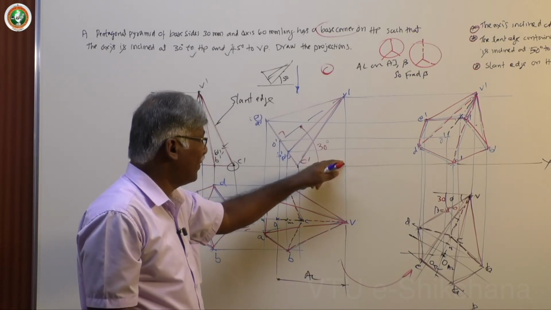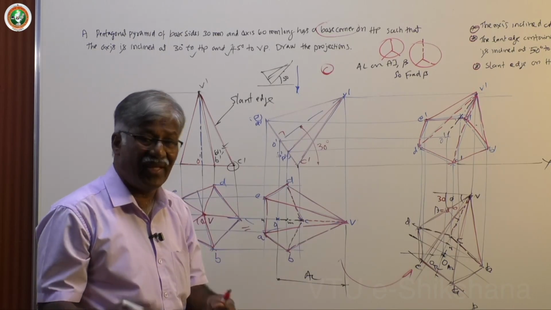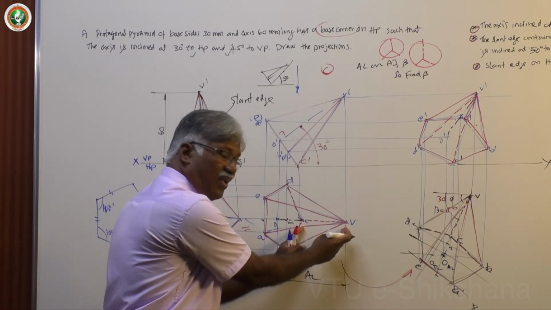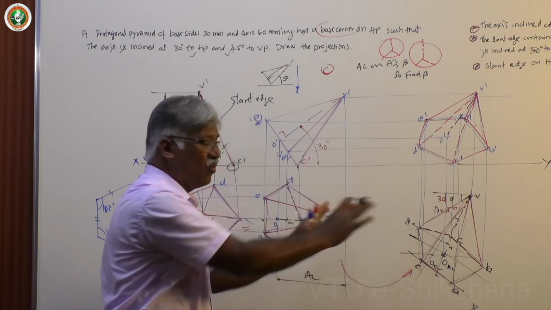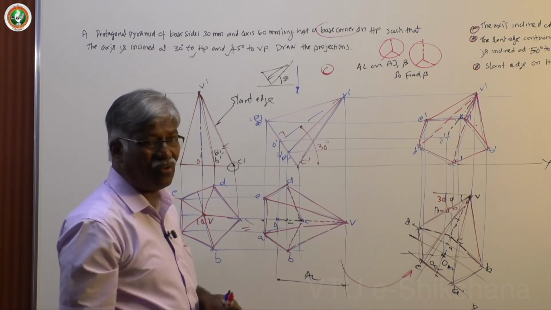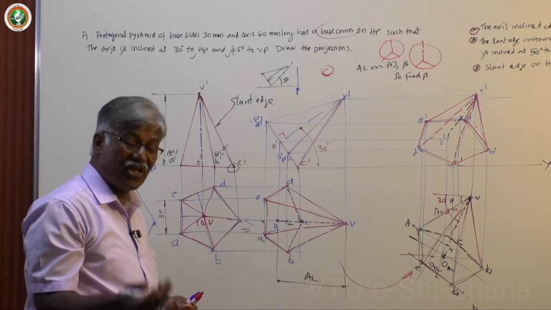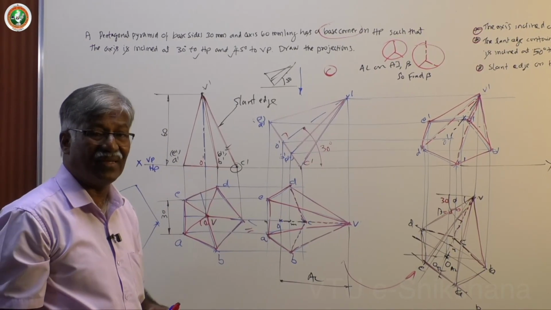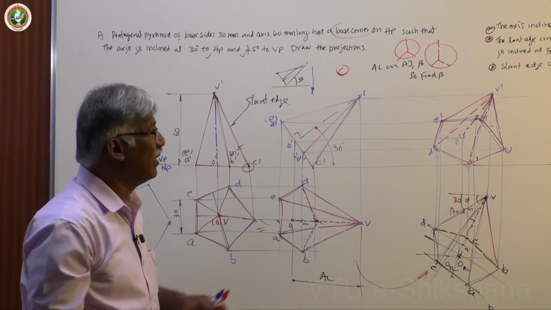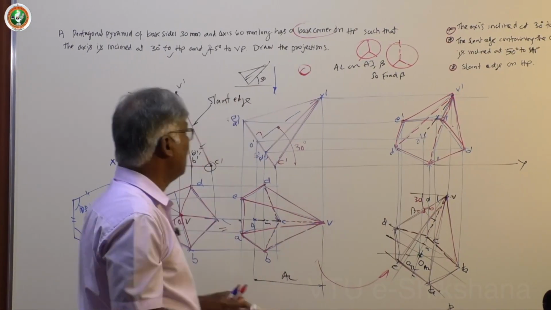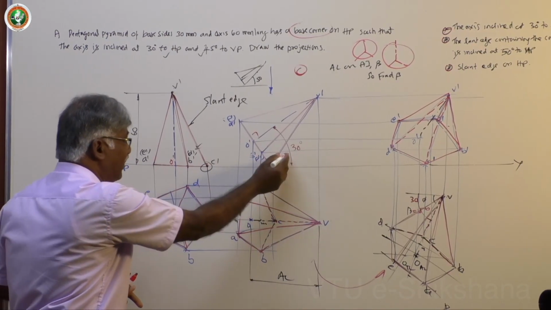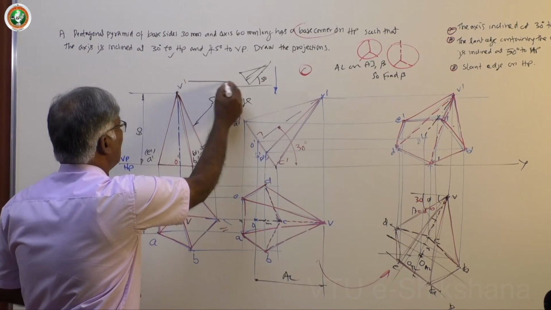This is inclined at 50 degrees and some degree to VP. Then the slant edge also has been reduced, that is the apparent length. With this apparent length and this true length, you find beta. Normally they refer to the axis, or they say it appears to be inclined at, or the top view of the axis is inclined at some degree to VP, you take accordingly. Then finally, the slant edge on HP.